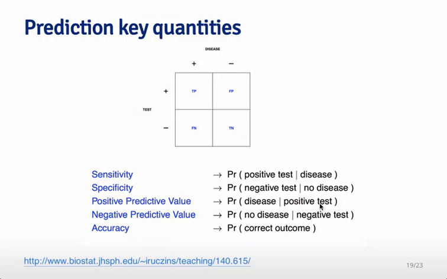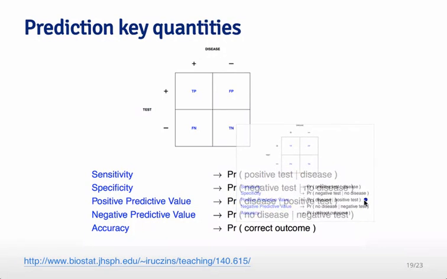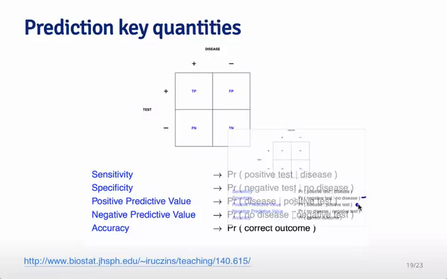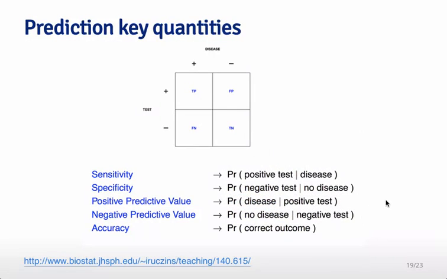The probability you have disease given you have a positive test, this is probably what you care about if you come into the clinic. If I tell you that you have a positive test, then you want to know what's the probability that you have disease. Similarly, if I tell you you have a negative test, you might want to know what's the probability that you have disease. Accuracy is just the probability that you were correct in the outcome, regardless of whether you are positive or negative.